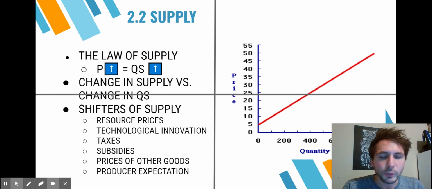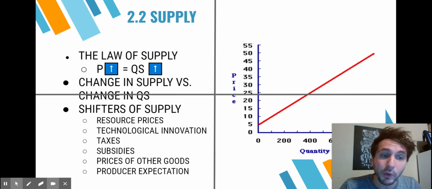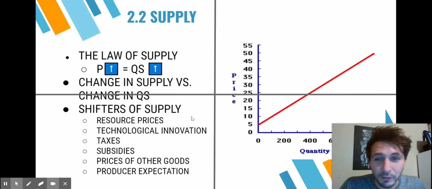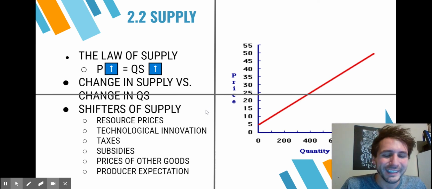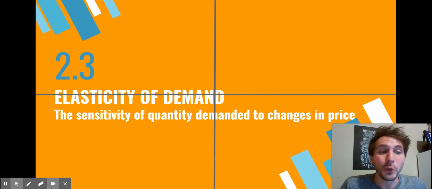And then finally, producer expectation. If I expect that this is going to be a really popular product in the near future, then I'm going to supply more of it now so I can take advantage of that in the future. Those are all of your determinants or shifters of supply. Again, hopefully that rattled loose some of those ideas and concepts from long, long ago, from days of yore.